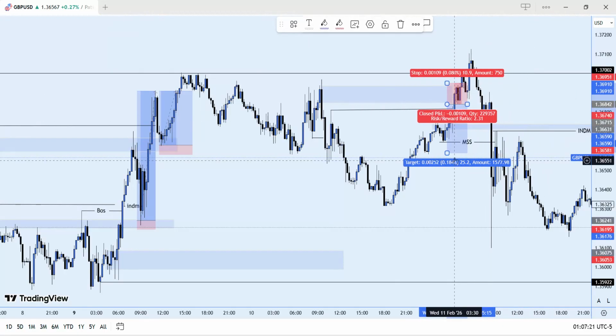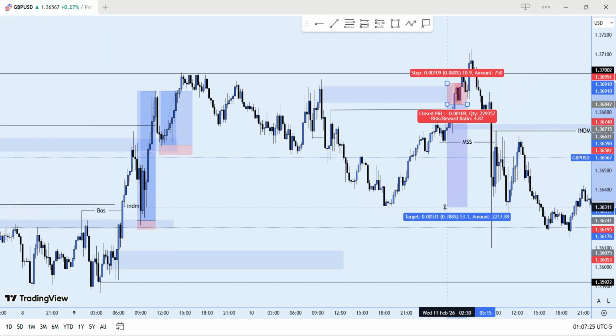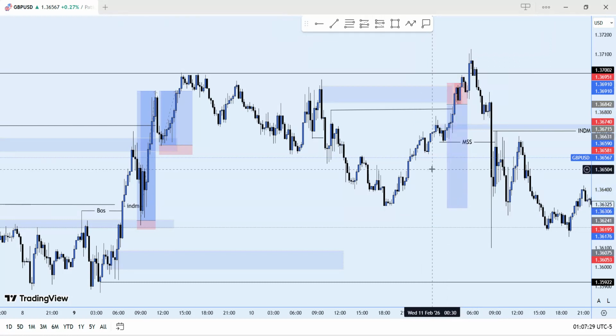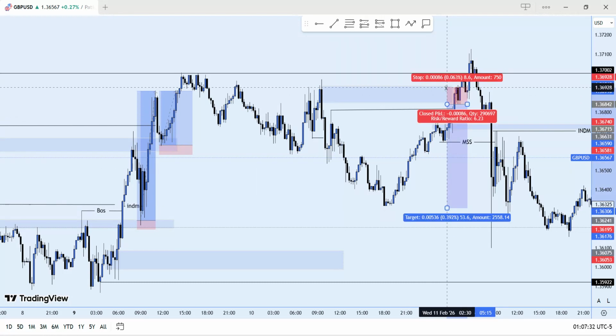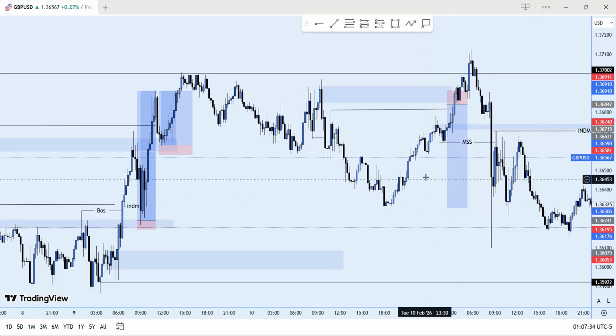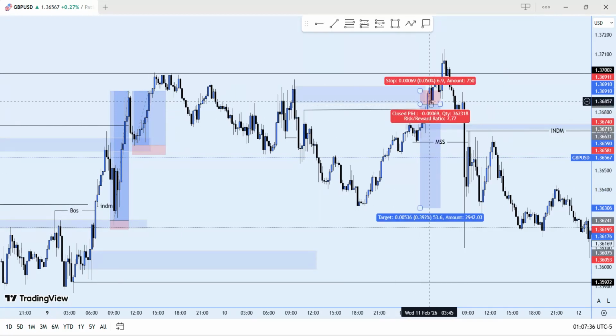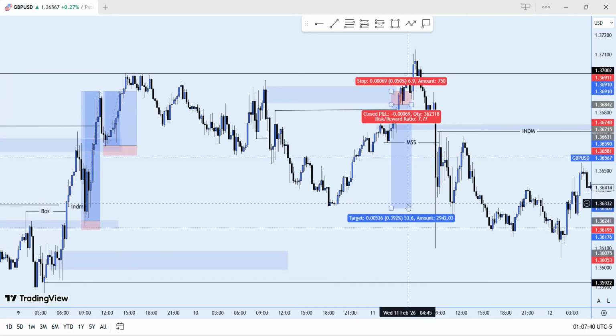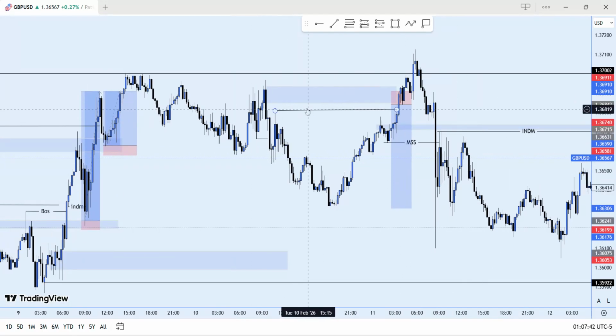and my take profit is just this low. That is the next draw on liquidity. So I think my stop loss was tighter. Yeah. So as the market tapped me in, it tapped me out immediately. So I didn't chase the market. That was my one entry, which I had.